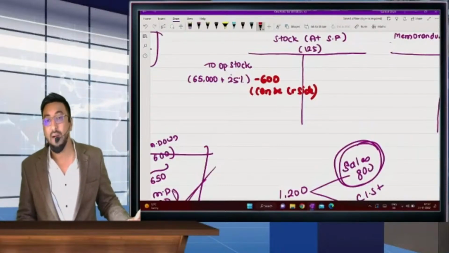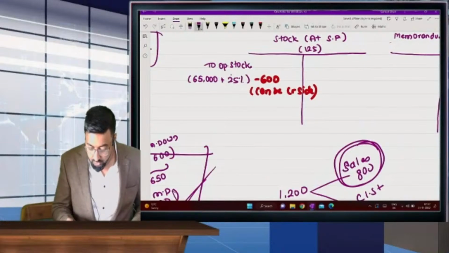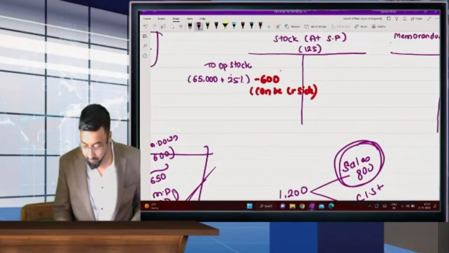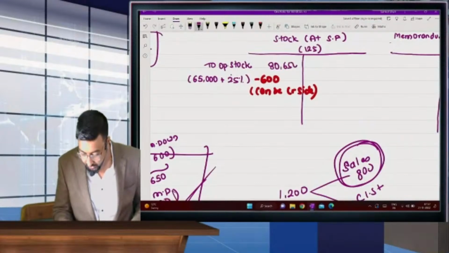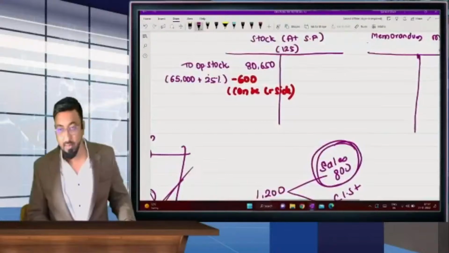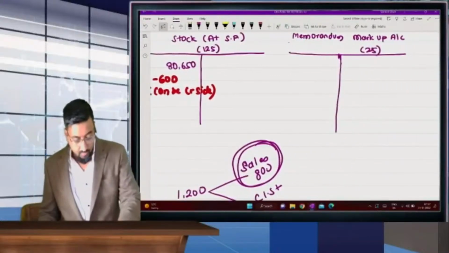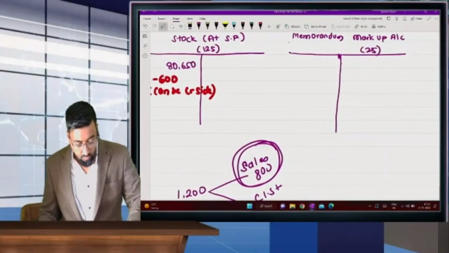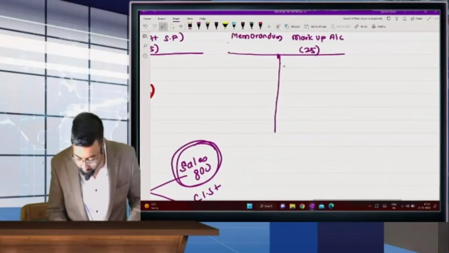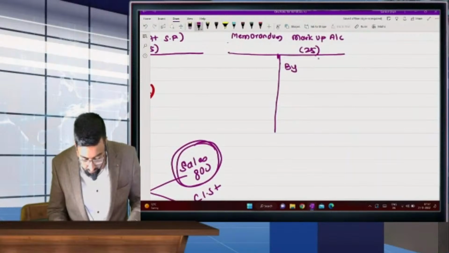So this is the markdown. Okay. So I will record it at 65,000 plus 25% minus 600, which is 80,650. So both options are correct. And here in memorandum markup account, I will record by stock reserve or by balance brought down.